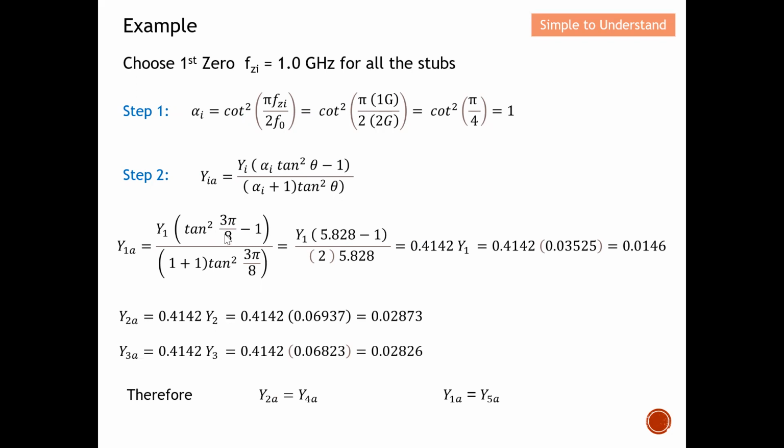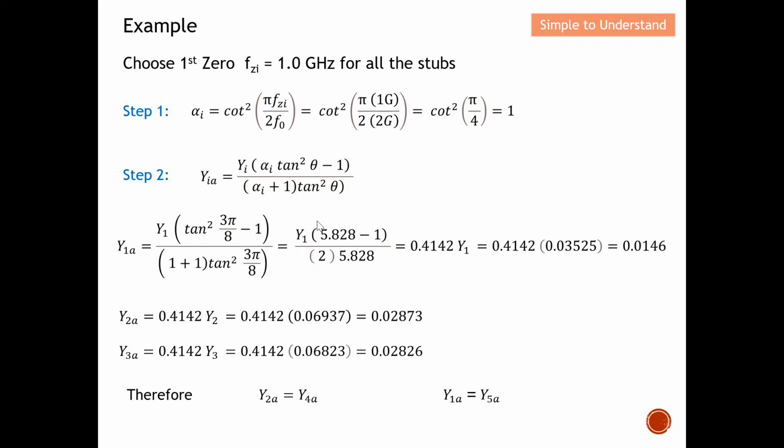If this is not so sure, this is where I just substitute all the known numbers into this equation. So this is 1 plus 1, tangent squared, and this beta is 3 pi over 8. From here, I work out what will be my admittance value of Y1A. For this part here, I punch the calculator and I get 5.828. Same as this part, 1 plus 1 will become 2. And over here, this 5.828 minus 1 will be over here.